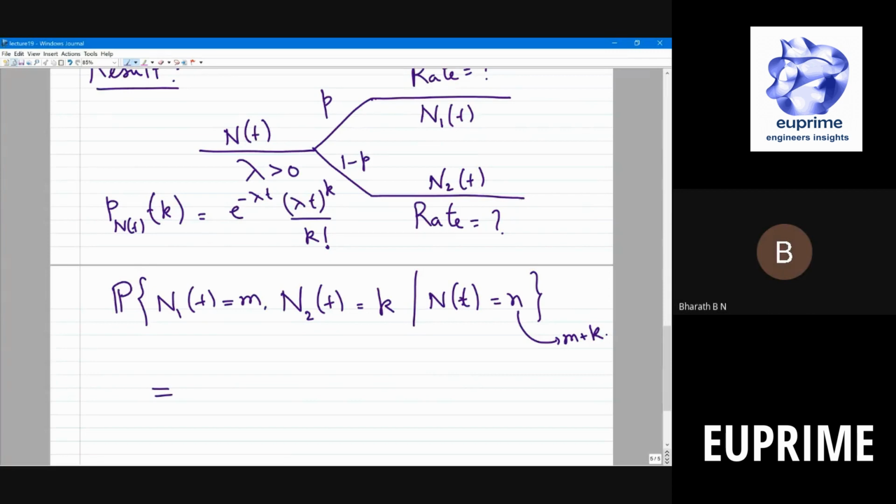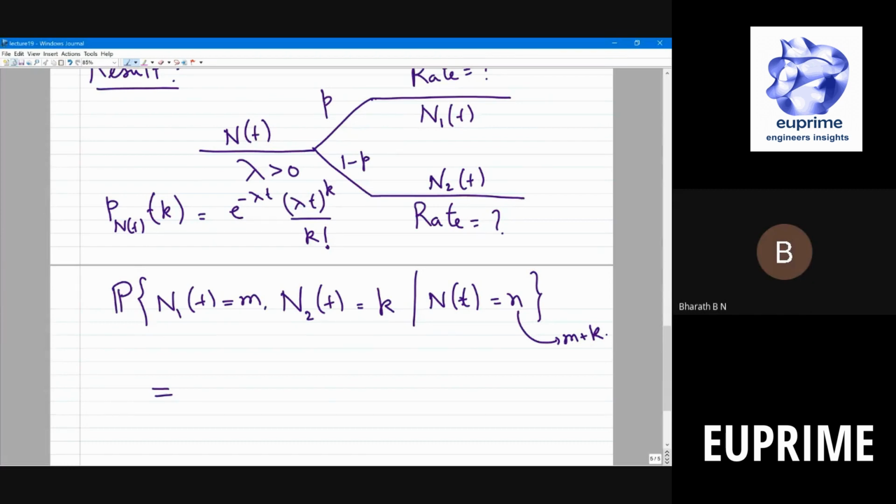Not really, right? So if you look at the joint distribution, how do you find this? We can write k in terms of n minus m, and then expand this conditional probability, where n1(t) equals m and n2(t) equals k. So n minus m is k, right? That's the notation that we have used.